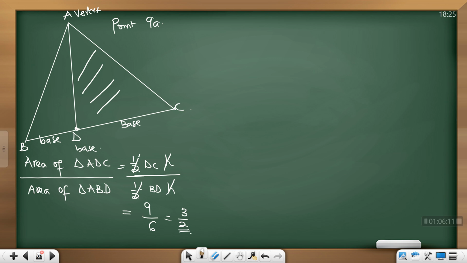So this is how to use point 9a. The triangles are side by side. They have the same base and the same vertex. It means they have the same height. I just use half base times height, so that their heights can cancel and their halves can cancel. I'm left with the base and the base. Please let me know if this makes sense. Does this make sense? This was what brought me to this question. I just wanted to show you this one, then we go back now and look at some other questions.